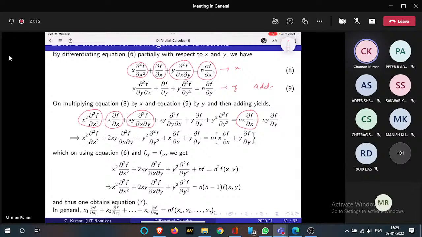Similarly, from the second equation, equation 9, you have x into y times the second order partial derivative. So write it here. Then you have y into the first order partial derivative with respect to y. Then you have y square times the second order partial derivative with respect to y. And the right hand side is n into y times the first order partial derivative. So write it.